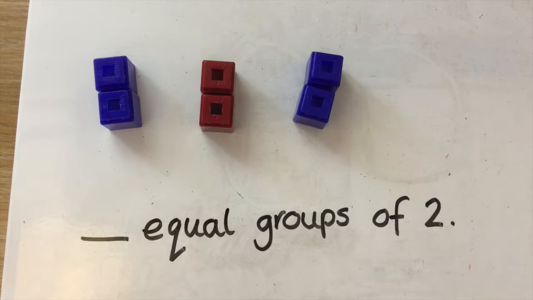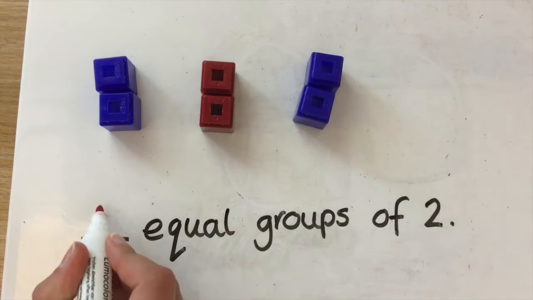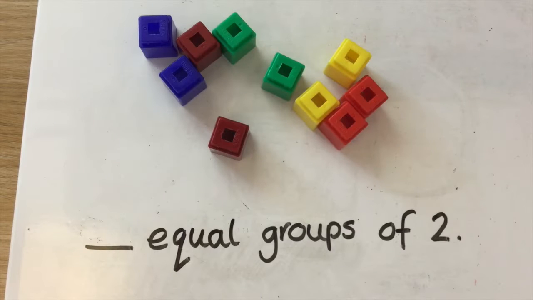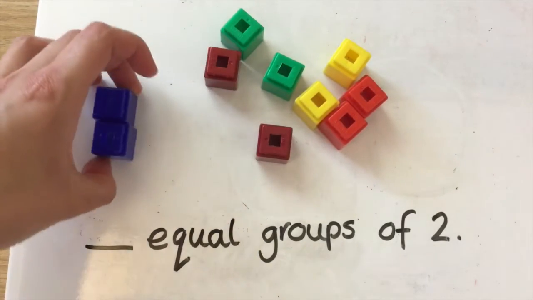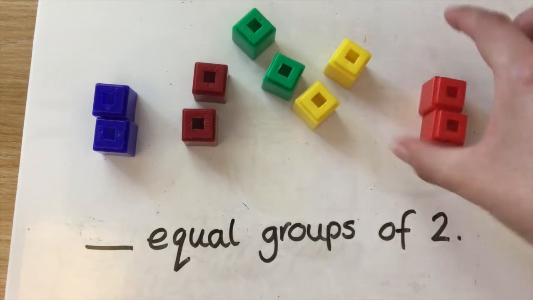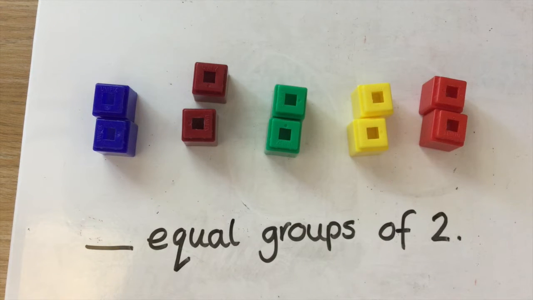Fantastic. So we have got 1, 2, 3 equal groups of 2. Okay, here's our next challenge. We've got some more cubes, and again we want to put them into equal groups of 2. So we've got 2 here, 2 here, 2, 2, and 2. So we've put them into equal groups of 2. Now, you need to count how many equal groups of 2 we've got. Can you write that down in your books for me?